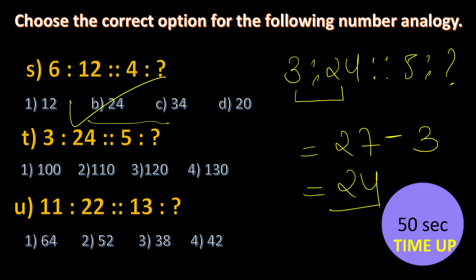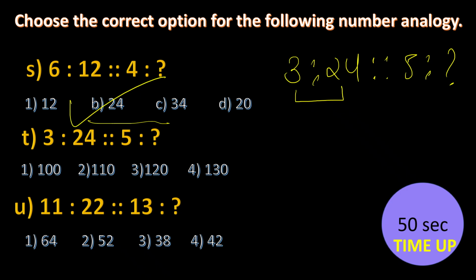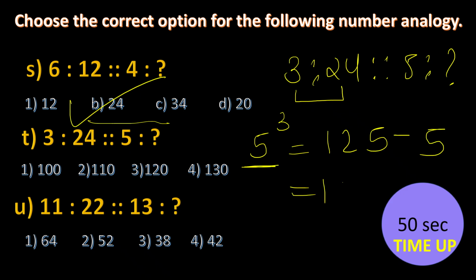So same thing you will apply for 5. 5 cube is 125. Correct? Minus the same number, minus 5, which will give you 120 as the answer. So option C is the correct option. 120. Okay. Next one.